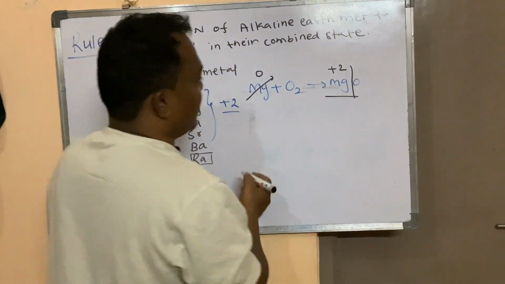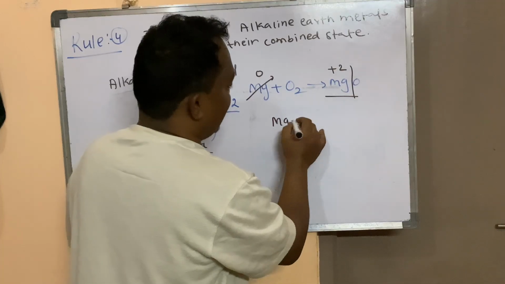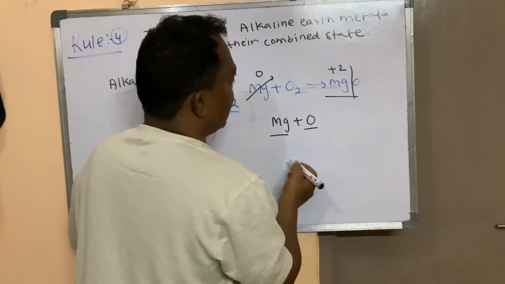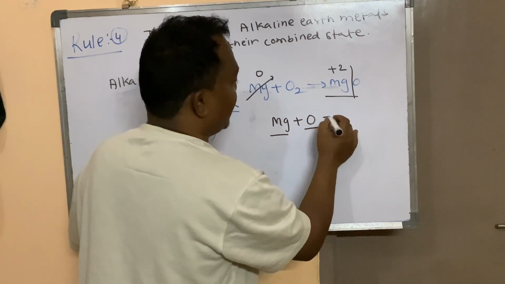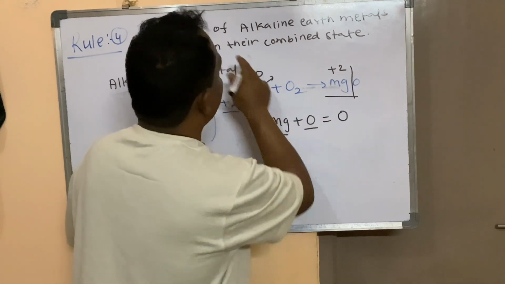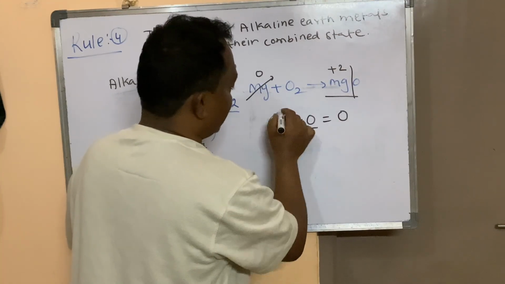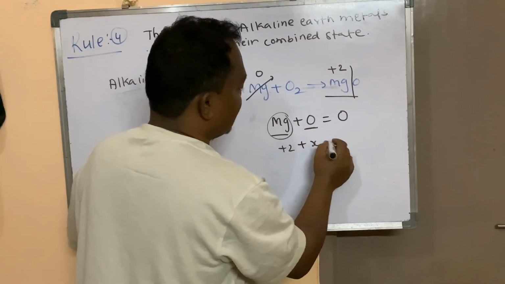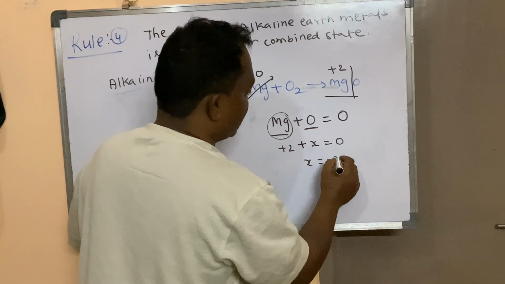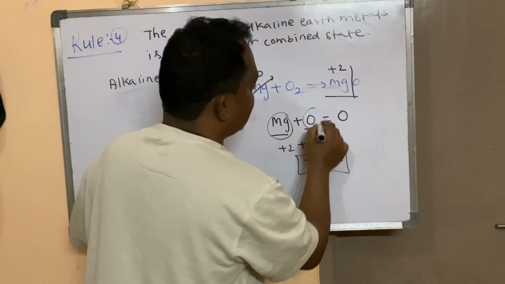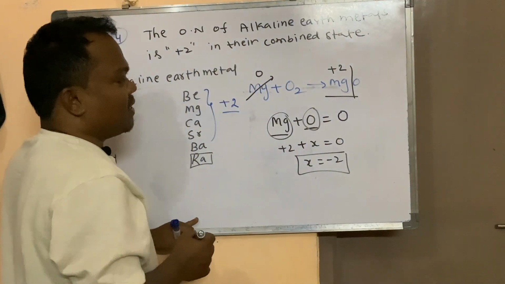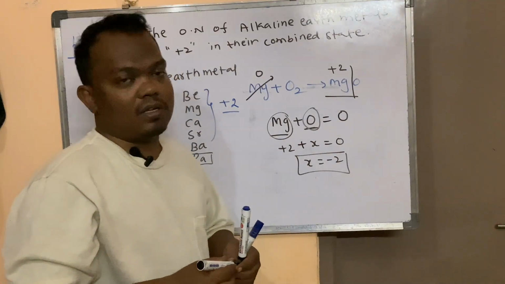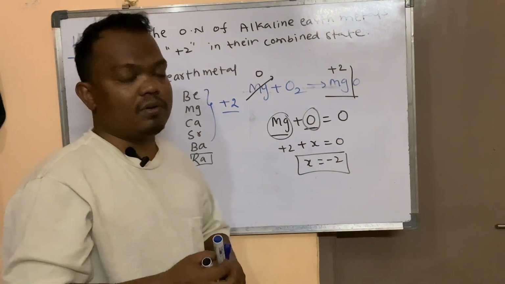If you see, there are two atoms, Mg and O, right? The sum of the oxidation numbers of magnesium and oxygen will be 0. According to the fourth rule, the oxidation number of magnesium is plus 2. Let the oxygen oxidation number be x, so 2 plus x is equal to 0, and x is equal to minus 2. So oxygen's oxidation number is minus 2. Like that we are going to calculate. Clear? Let me complete all the rules, then we can go with some more examples.